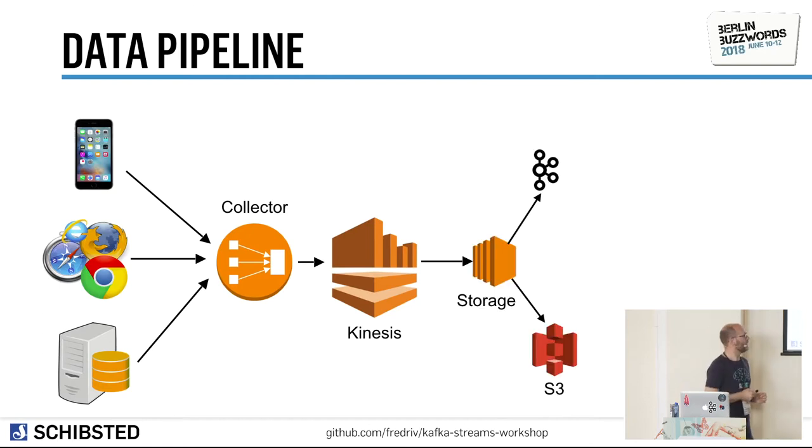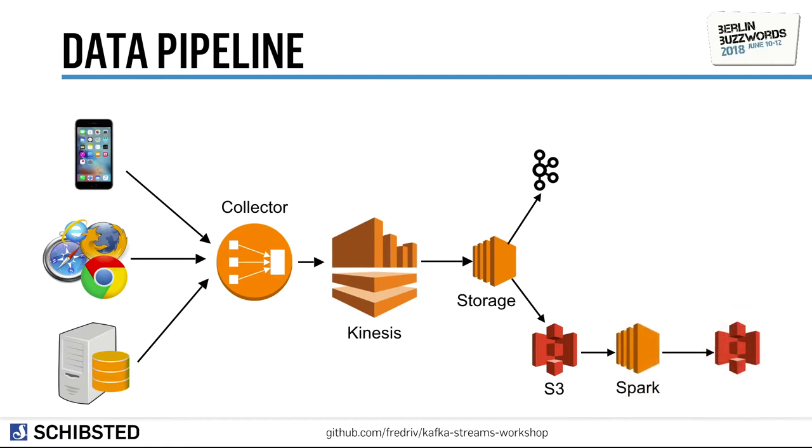From there, we pick up the events and pipe them into our two main pipelines. One goes through S3 and into our batch pipelines, where we gather all the events into hourly data sets, and people can do various analysis jobs on top of those. And then we have our streaming pipeline, which is what we'll be talking about today.